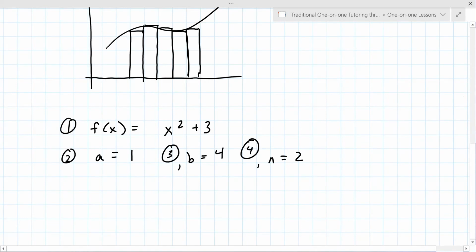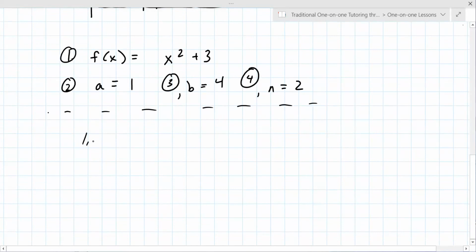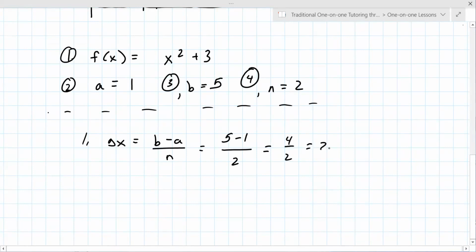So from here, you start, you wonder, well, what do I do? The first thing is you calculate delta x, b minus a over n. I'm sorry, I gave you a bad b value. Let me change that to 5. So it's 5 minus 1 over 2, which is 4 over 2, which is 2.